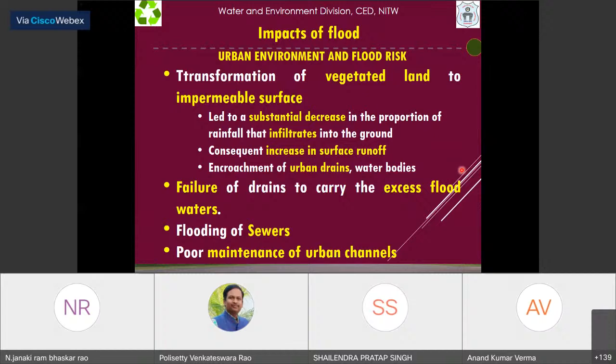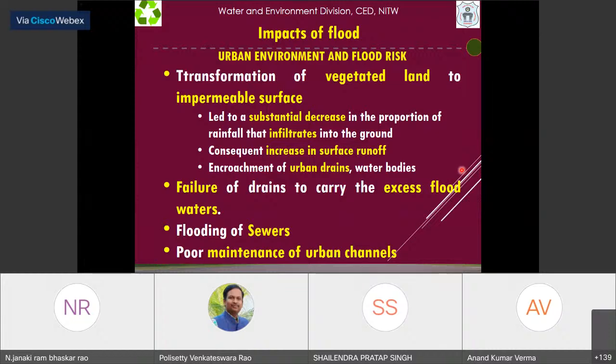This one activity of transformation of vegetated land into impermeable surface is leading to a substantial decrease in the proportion of rainfall, particularly runoff, that infiltrates into the ground. That is the natural sink of runoff into the ground, which ensures the vanishing of the excess water flowing onto the ground. And this is also leading to an increase in the surface runoff because of this more impermeable surface.